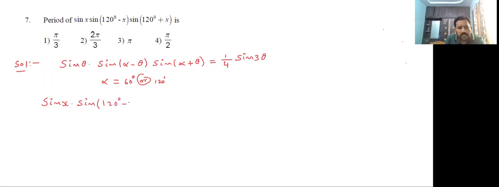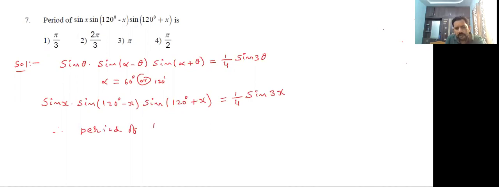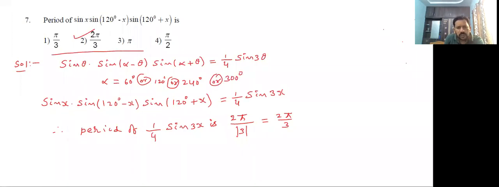120 degrees minus x, sine 120 degrees plus x, that is equal to 1/4 sine 3x. This is the function. So finally, the period of 1/4 sine 3x is 2 pi by mod a. Instead of a, what is there? 3. So the answer is 2 pi by 3. Which option, students? The second option. Here take 120 or 240 or 300. This is a shortcut formula, okay?